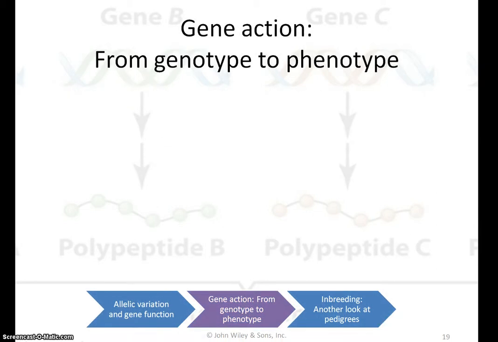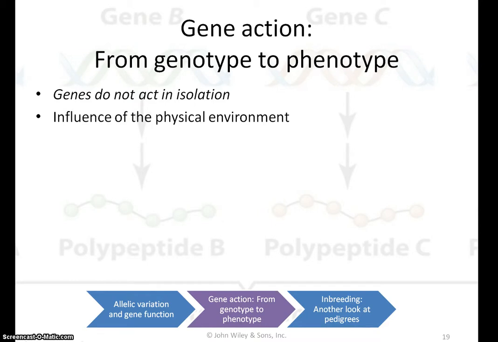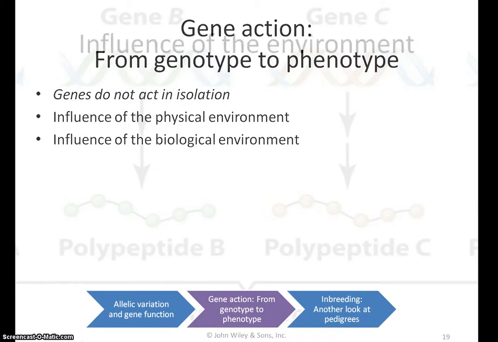So when we left off from part 1 of chapter 4, we were talking about how genes can lead to phenotype. And this is just an extension of that, essentially building on the idea that when genes are expressed, sometimes we get the phenotype we expect and sometimes we don't. And the reason why we might not get the phenotype that we expect is because genes do not act in isolation. Instead, things in the physical environment as well as the biological environment can influence how genes are expressed and therefore the phenotype that we're going to see.